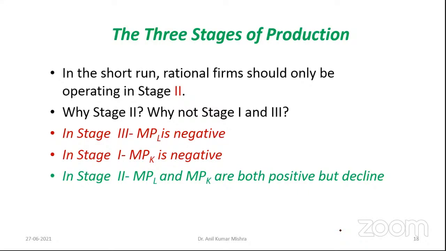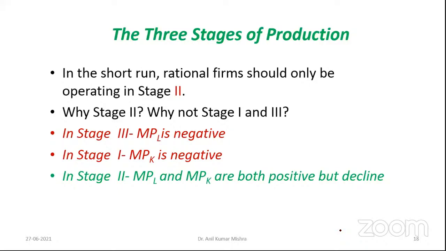Then similarly, why does the producer not try to produce in the third stage? Actually, in the third stage, the marginal productivity of the variable factor is negative. That means, as you know the saying, too many cooks spoil the cake. In that case, if more cooks are there, definitely they will spoil the entire food, right?